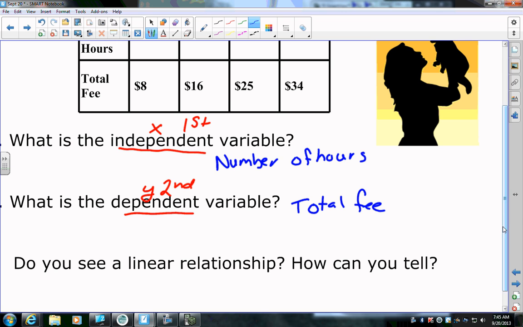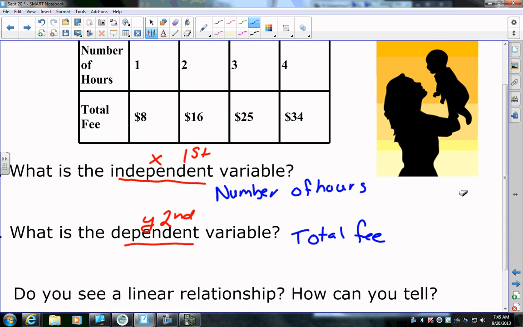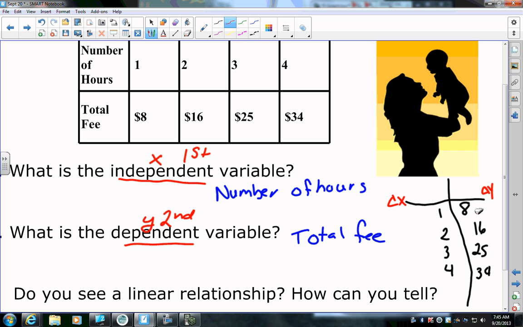Now it says, do you see a linear relationship? Now it's in a table. I like to turn mine this way because it's easier. 1, 2, 3, 4, 8, 16, 25, 34. How do you know in a table if it's linear? Delta y over delta x has to be the same. These go up by 8. What does this one go up by? 9.